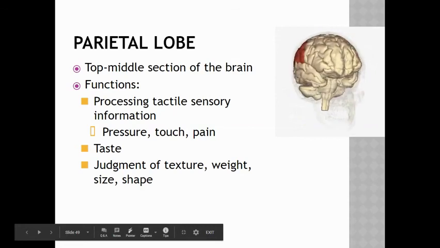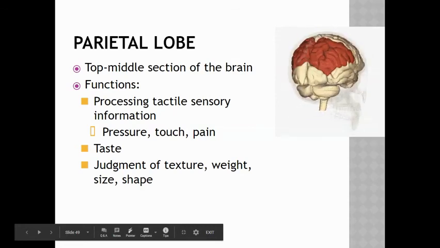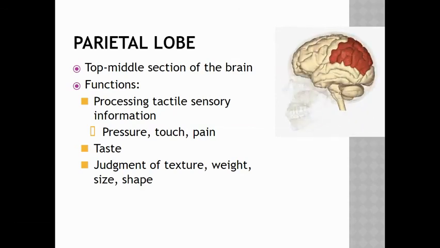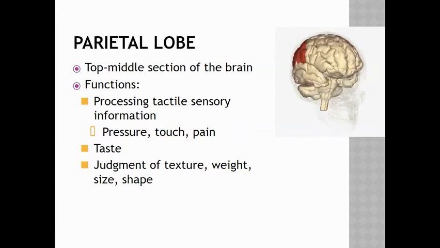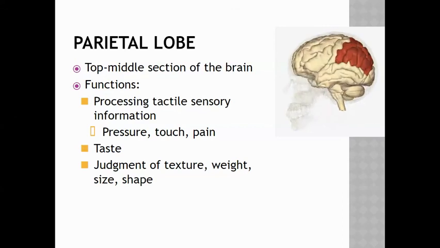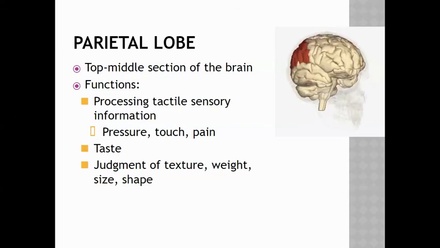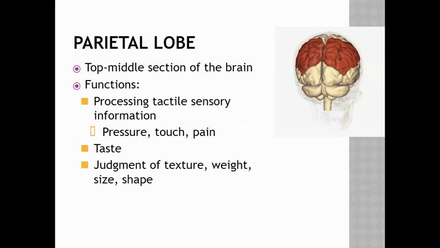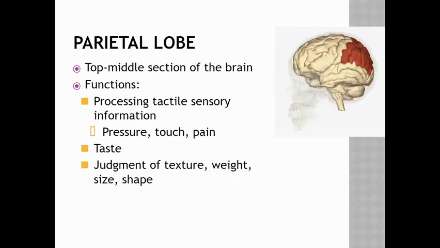So another lobe of the brain is the parietal lobe. This is the top middle section of the brain. It functions in the processing of tactile sensory information, such as pressure, touch, and pain, taste, and the judgment of texture, weight, size, and shape.